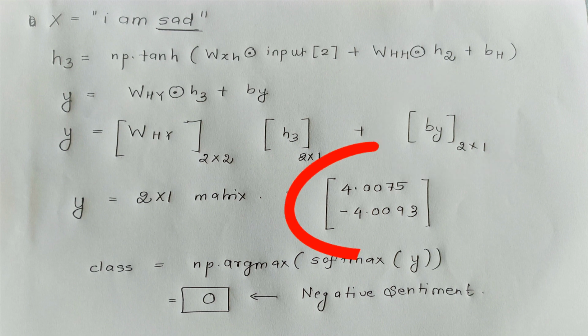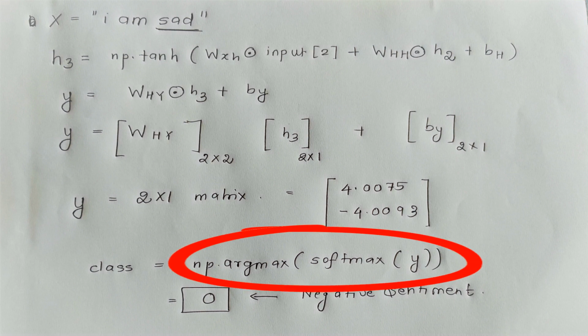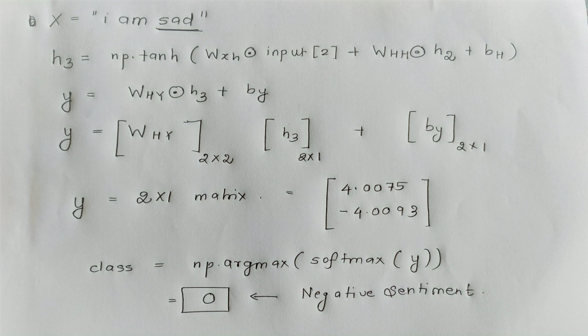Now, if I have to compute the final output, that is the sentiment of the sentence, then all I have to do is calculate the softmax value of the two values that are there in this matrix and find out the argument with the maximum value. So essentially what I get after this calculation is class 0. So it's clearly evident that the sentence is a negative sentiment sentence.